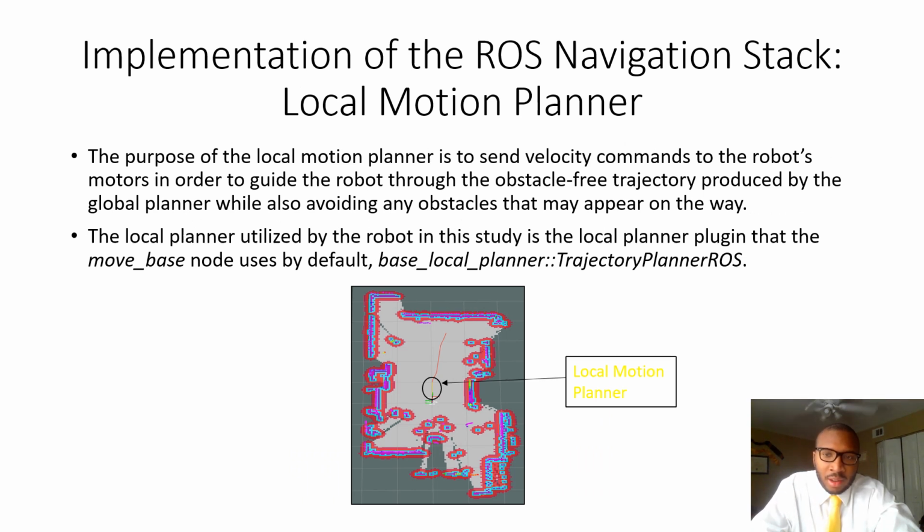So moving on, now that we have been able to talk about the global path planner, we can now talk about the local motion planner, and its purpose is to send velocity commands to the robot's motors in order to guide the robot through the obstacle-free trajectory produced by the global planner, while also avoiding any new obstacles that may appear on the way. The local planner that was utilized by the robot in the study was the local planner plugin that move base uses by default, the trajectory planner ROS.